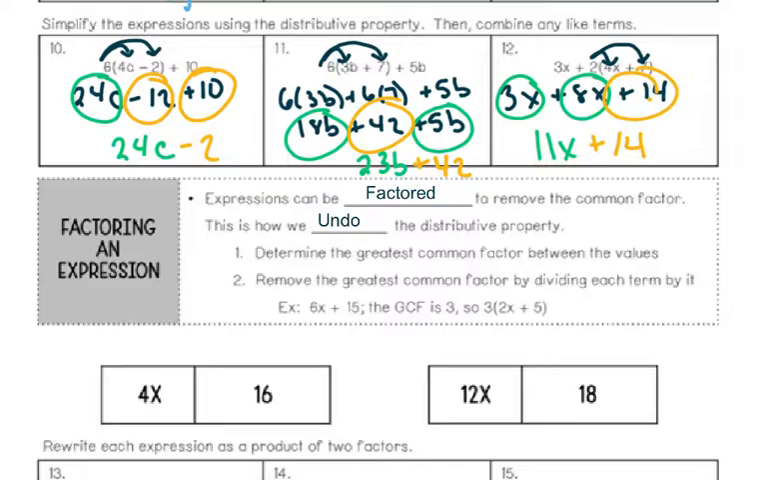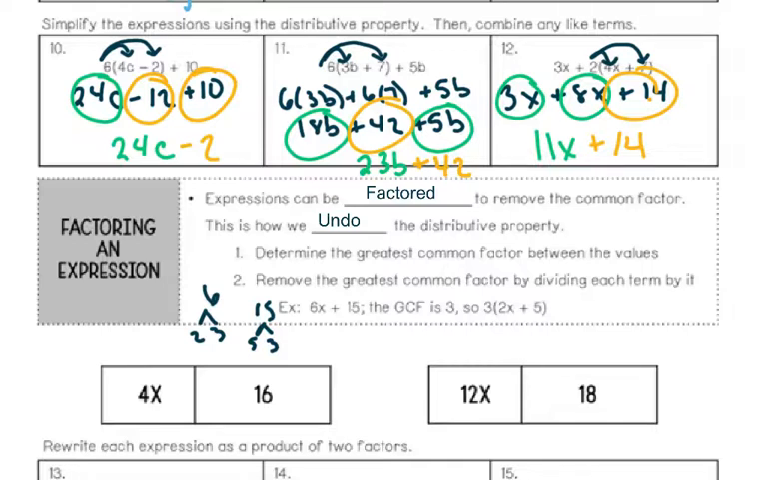1 is to determine the greatest common factor between the values, and then 2 is remove the greatest common factor by dividing each term by it. In this example, I have 6x plus 15. When looking for the greatest common factor, you can make factor trees. Here's an example for 6 and 15. Once you make the factor tree, you want to get the smallest factors for each number. For 6, I have 2 and 3, and for 15, I have 5 and 3, because 2 times 3 is 6, 5 times 3 is 15.